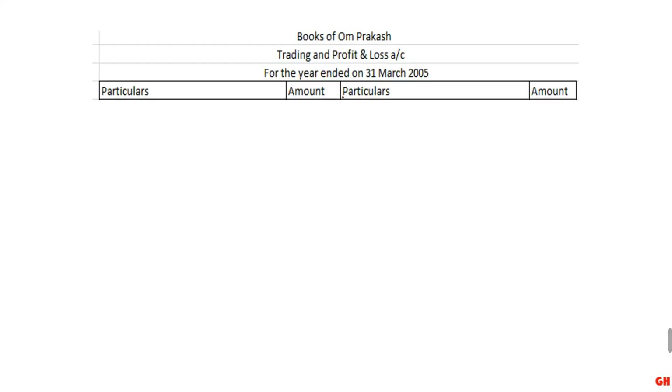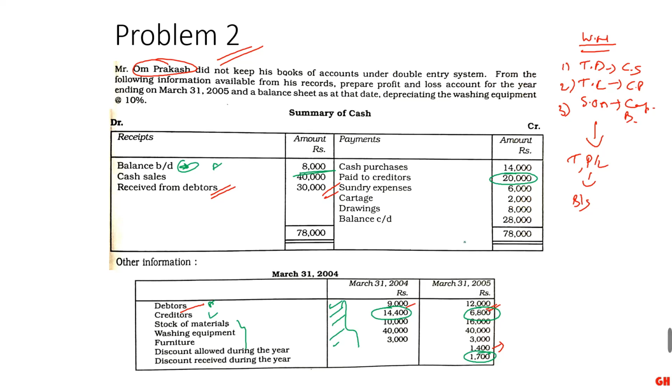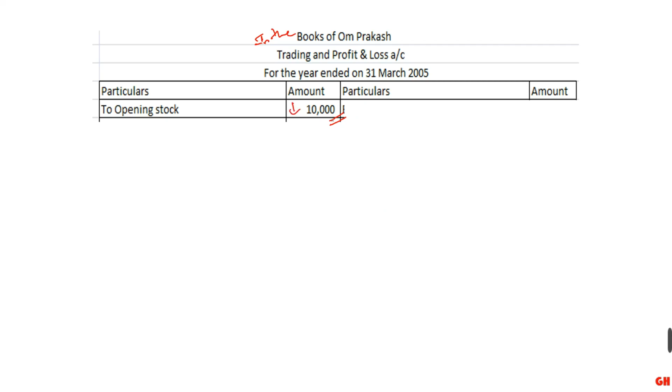First, in the books of Mr. Om Prakash, trading profit and loss account. We will see one by one what will come. First one will be to opening stock. Opening stock is last year's closing stock, so 10,000 rupees. We have taken this 10,000 from here. This is last year's closing stock. This year we will use it as opening stock, because it was remaining in the godown, so it has been used by Mr. Om Prakash as opening stock this year for trading purpose.